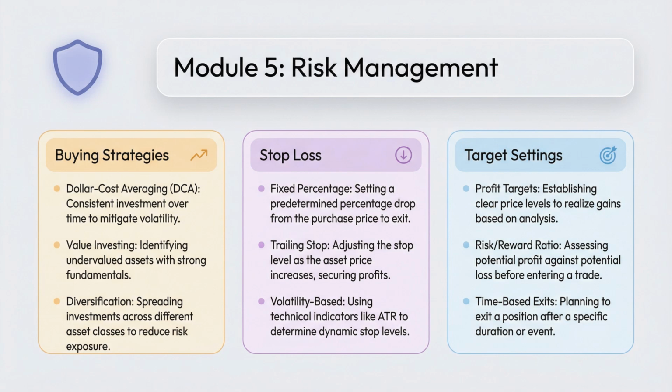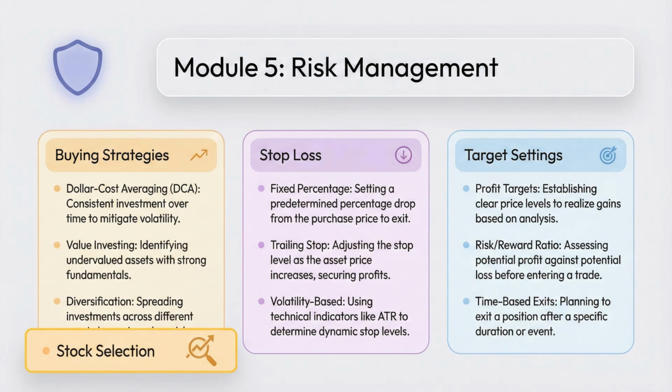Moving right into Module 5, we tackle the critical component of risk management. This section is designed to establish strict buying strategies, precise stop-loss parameters, and realistic target settings. Without a solid risk management framework, even the best technical analysis can lead to significant portfolio drawdowns. Within the same module, we also differentiate between stock selection for short-term trading versus long-term investment. The criteria for choosing an asset vary wildly depending on your time horizon, so we will break down the specific metrics and setups required for both distinct approaches.